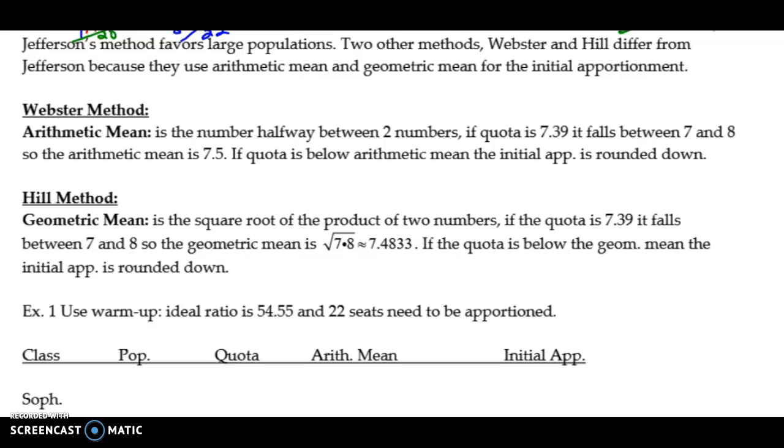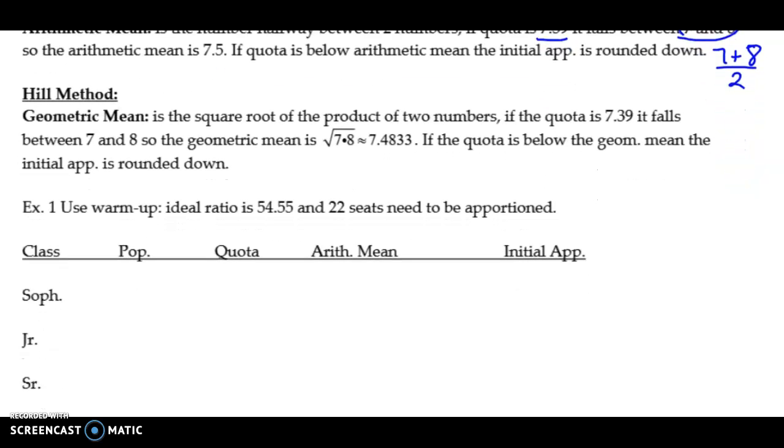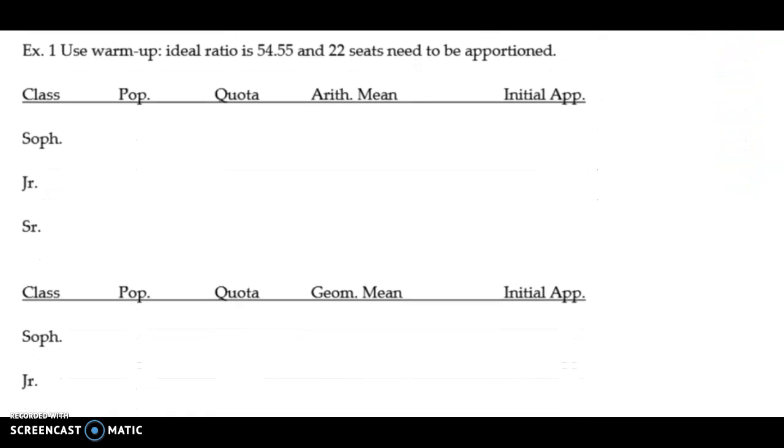The Webster method uses the arithmetic mean. This is the number halfway between 2 numbers. So if our number was 7.39 as the first one is, it falls between the numbers 7 and 8. So we're going to just add 7 plus 8 and divide by 2. So it's just going to be halfway between. If that quota is above the halfway point, we're going to round it up. If it's below the halfway point, we're going to keep it at the same number, round it down. So this time, we're going to use the same example in the warm-up, but we're going to try using that Webster method.